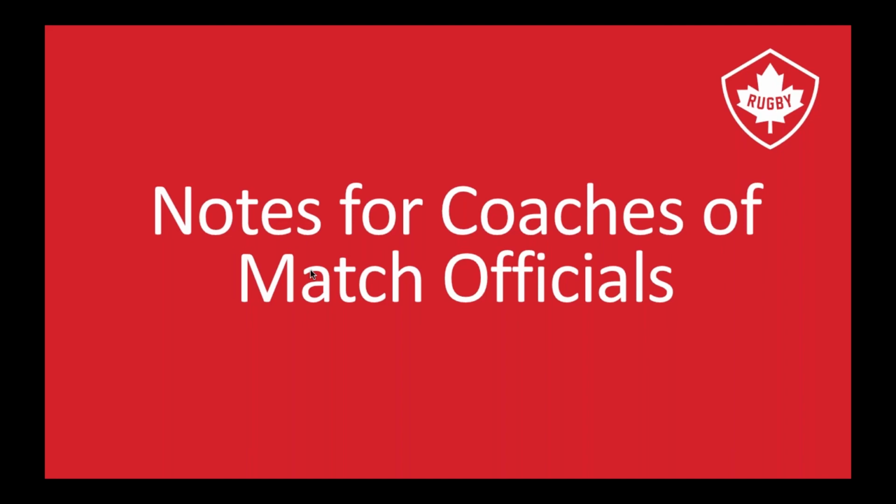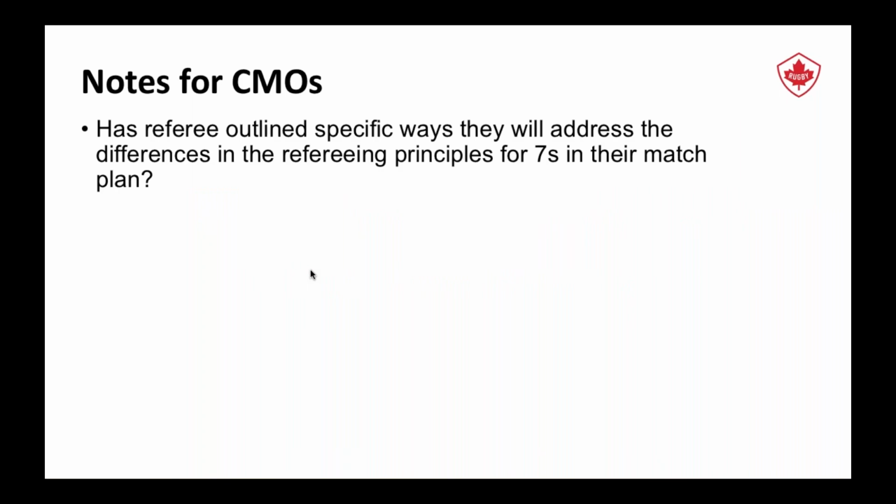Right? So as we do notes for our coaches and match officials, I think it's pretty simple for this week. We're going back to that pre-match planning process. So has the referee outlined specific ways they're going to address the differences in refereeing the principles for sevens in their match plan, right? So have they outlined what that looks like? Okay, and we would want to take a look at some of those key words that we use today around time, space, and speed.